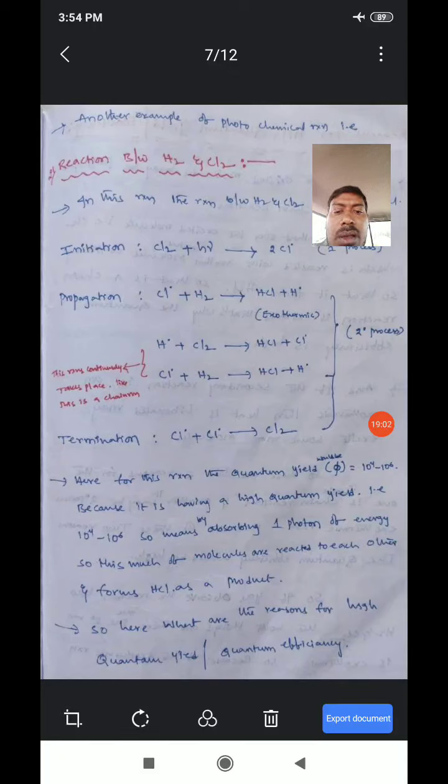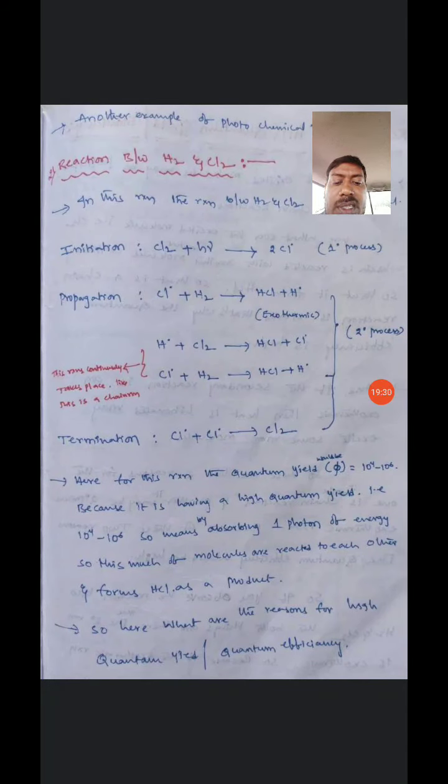So here the initiation step is a primary process, and the propagation and termination steps are secondary processes. For this reaction, the quantum yield Φ would be 10 to the power of 4 to 10 to the power of 6, because it has a high quantum yield.